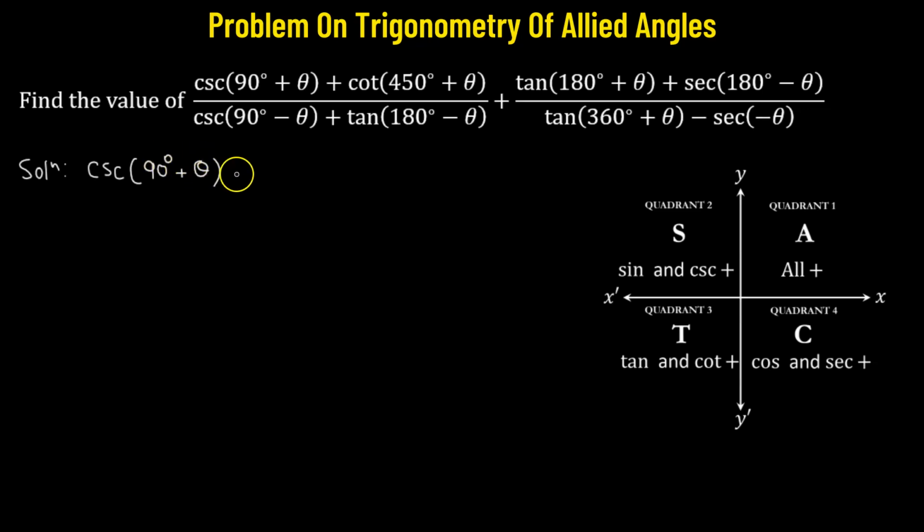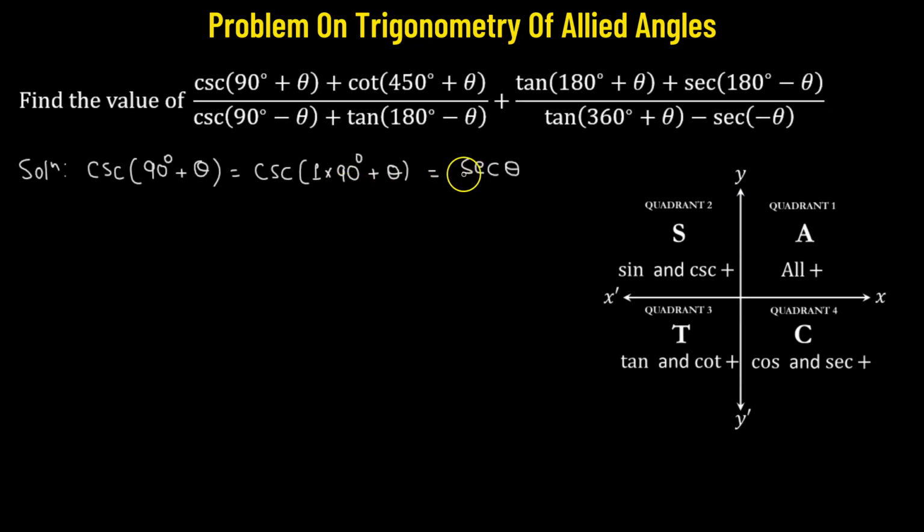Now cosecant of 90 degree plus theta can also be expressed as cosecant of 1 multiplied by 90 degree plus theta. The reason why we wrote it in this fashion is because we have an odd multiple of 90 degree, because 1 is an odd number. So whenever we have an odd multiple of 90 degree, the cosecant function must transform, and this will transform to secant function. So we're going to get secant function, and the new angle is going to be theta.